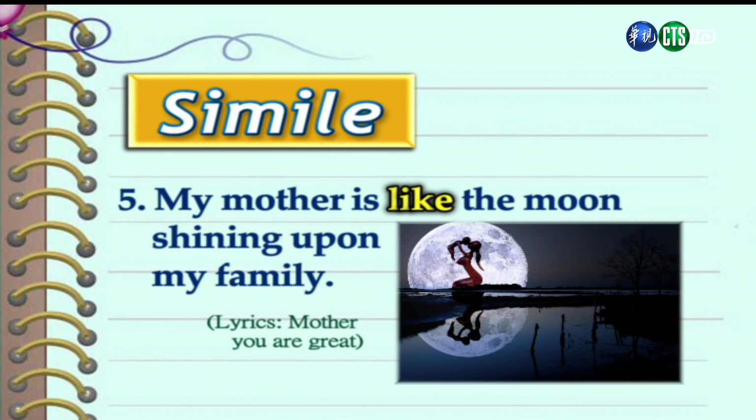And we'll take a look at one example here. It says, "My mother is like the moon, shining upon my family." This comes from the lyrics of a song about mothers. Comparing a mother to the moon, the explanation makes it easier to understand that her love keeps our home filled with light.